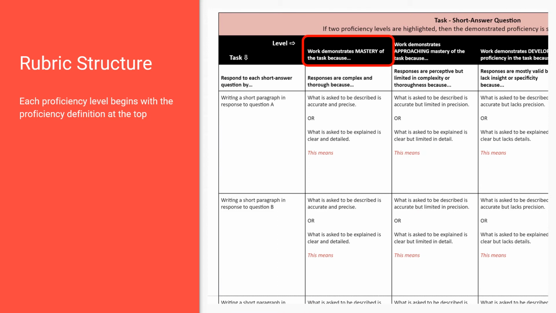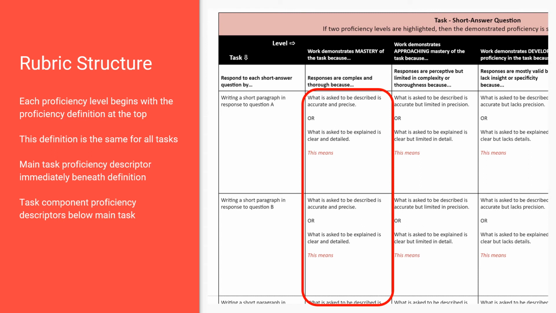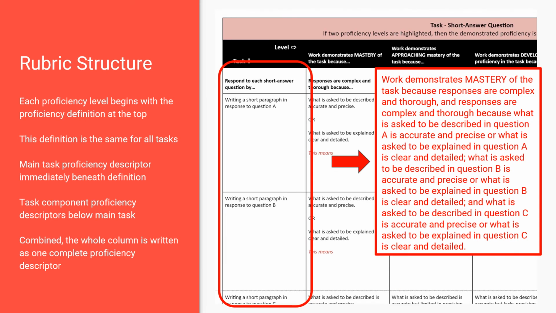Each proficiency level begins with the proficiency definition at the top. This definition is the same for all tasks. The main task proficiency descriptor is located immediately beneath the definition, with the task component proficiency descriptors positioned below the main task proficiency descriptor. Combined, the whole column can be read as one complete proficiency descriptor.